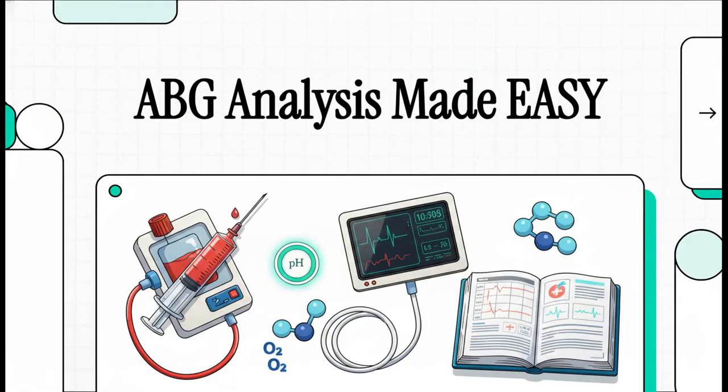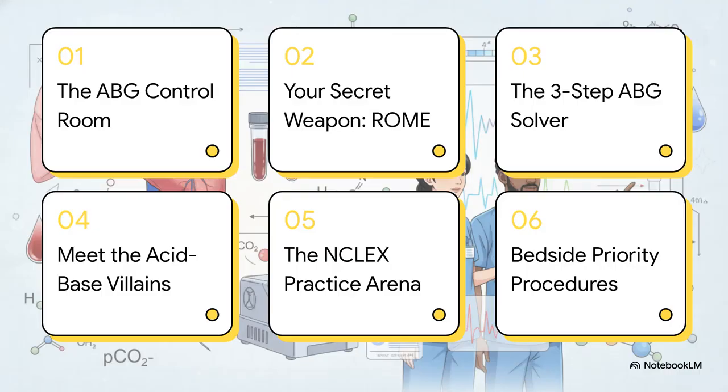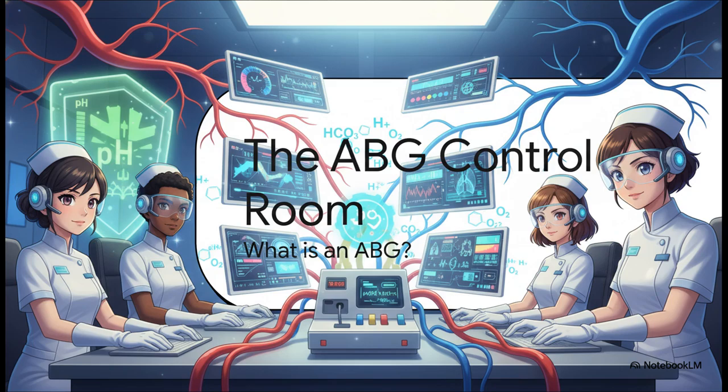Welcome, everyone. We are about to make arterial blood gas analysis so simple, you'll wonder why you ever stressed about it. This is your master guide to walking into the NCLEX feeling like an absolute pro. So here's our game plan. We're going to start in the body's control room. Then I'll give you a secret weapon called Rome. After that, we'll master a simple 3-step solver, meet the 4 main acid-base villains, and then jump into the practice arena to test your skills before we cover some can't-miss bedside procedures. Let's get started. First stop, the ABG control room.